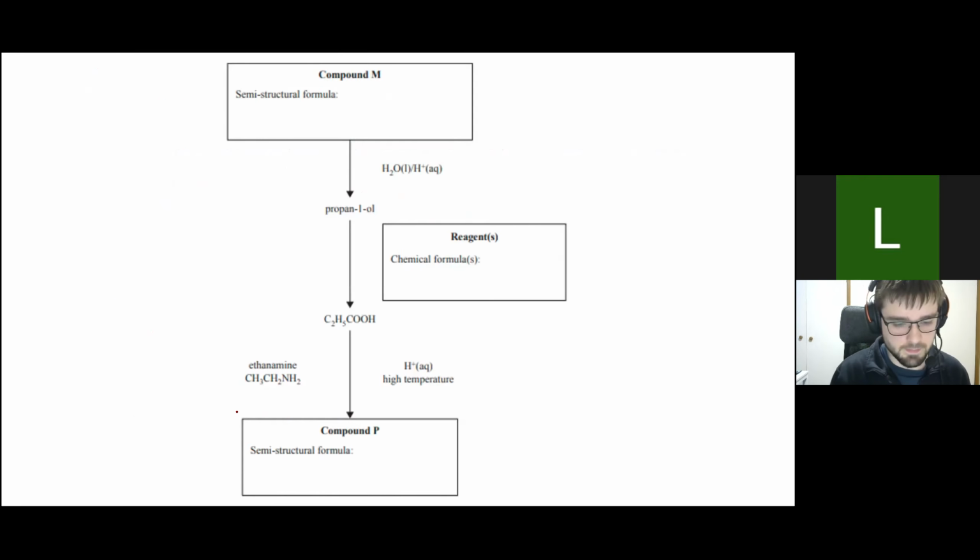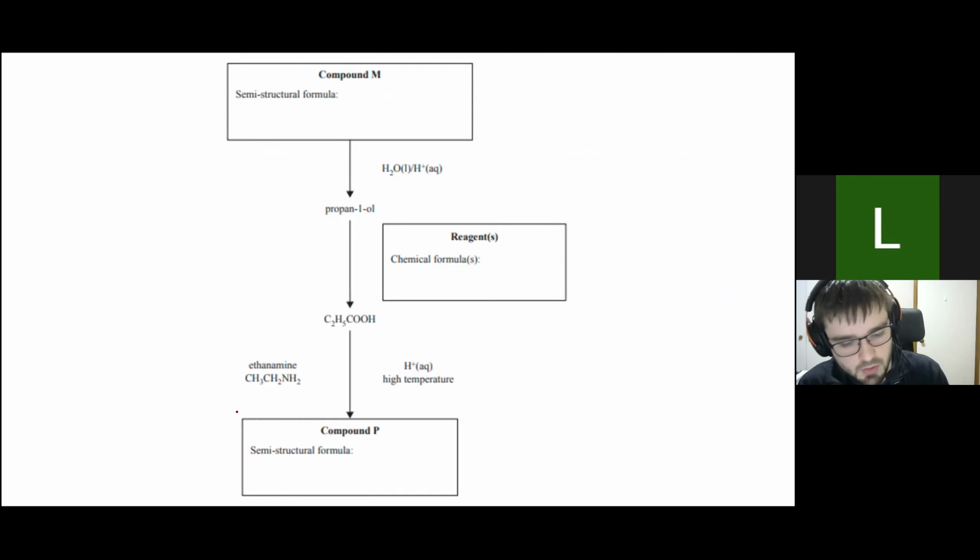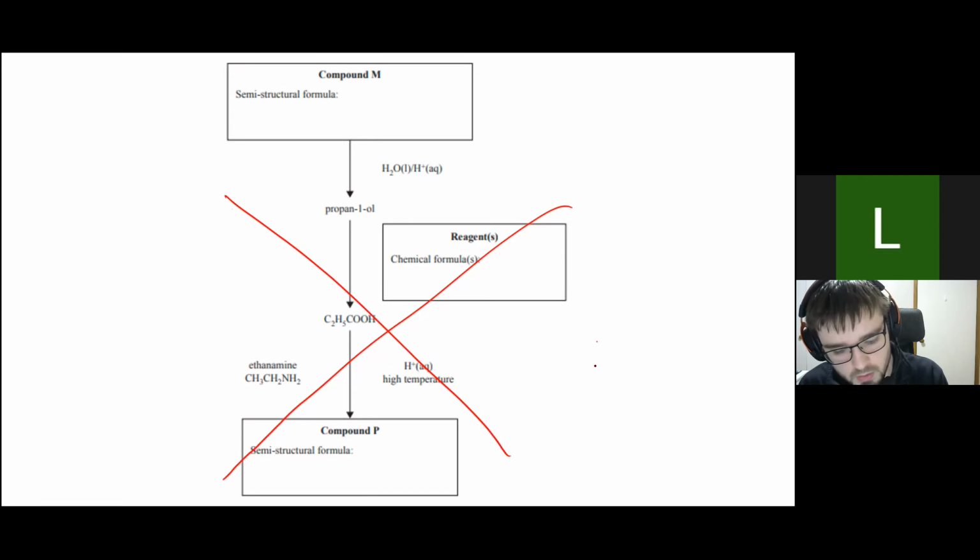All right, let's keep going. So we've got compound M. We don't know what it is, so we're going to have to do what's called a retrosynthesis. So have a look at what our final product is and go, okay, how are we going to get to that? So let's just ignore this bottom bit for now. Oops, didn't want to cross out propanol. Let's just ignore this bit for now. And so, okay, we've got propan-1-ol as what we want to make. How would we get to propan-1-ol?